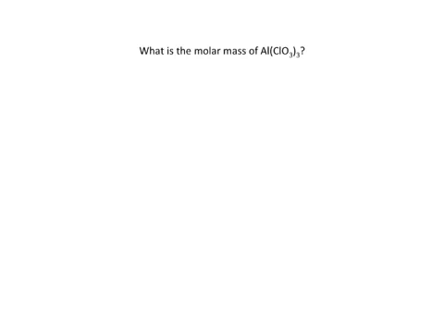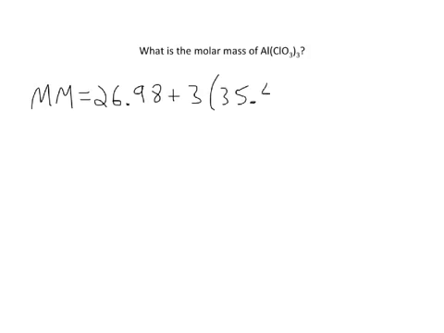In this example, we're asked to calculate the molar mass of aluminum chlorate. If I have 1 mole of aluminum chlorate, it means I have a mole of aluminum atoms, 3 moles of chlorine atoms, and 3 times 3, 9 moles of oxygen atoms. So the molar mass of this compound: I have 1 aluminum, I have 3 chlorines, and I have 9 oxygens.